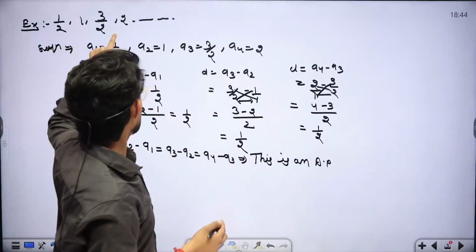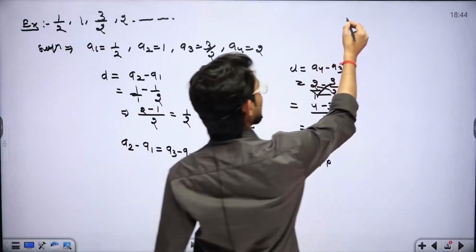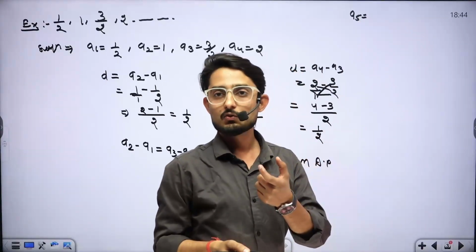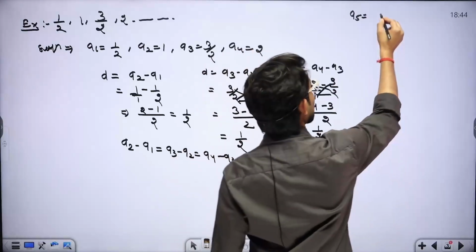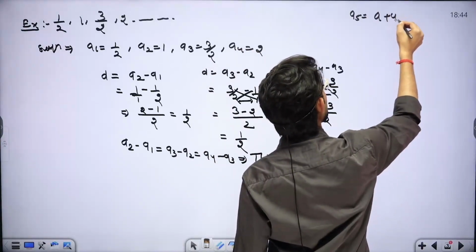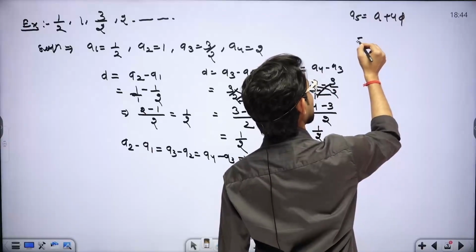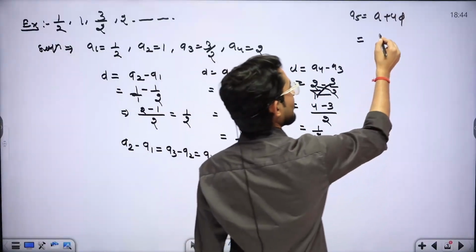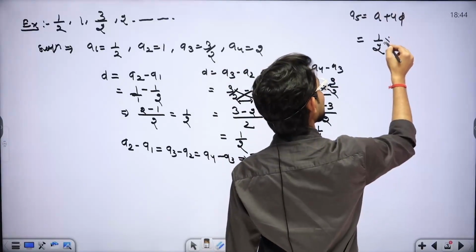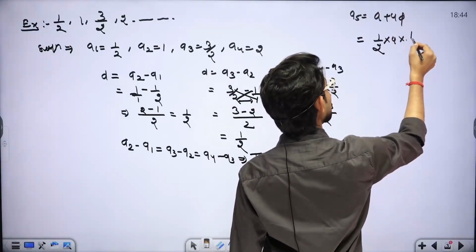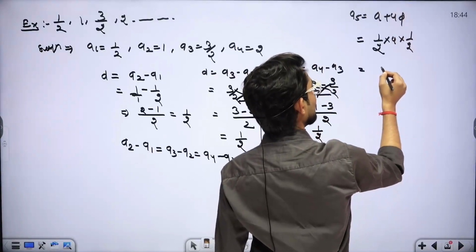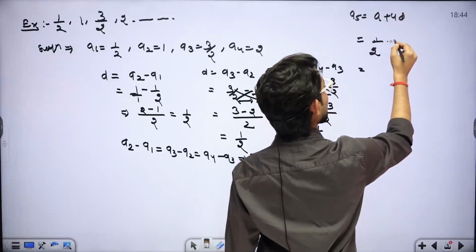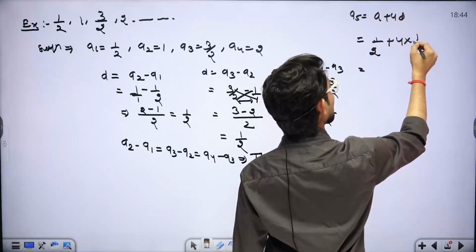So here the given term is the 4th term, A4. Now you have to find A5. I have already explained how you can find A5. For finding A5, you will write A plus how many times D? 4D. Or you can write A4 plus D. Here A is given as 1 by 2. A means A1 plus 4 into D, which is given as 1 by 2. Plus, sorry, here is a plus. 1 by 2 plus 4 into 1 by 2.